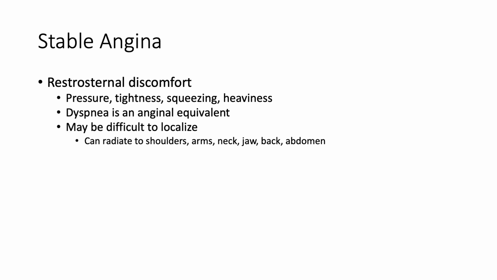So, stable angina is chest pain caused by coronary artery disease. It's typically described as retrosternal discomfort, and people will use other words to describe the pain like pressure, tightness, squeezing, or heaviness. The classic thing is people say that it feels like someone's sitting on their chest or an elephant sitting on their chest. But they may just have dyspnea, which should be considered an anginal equivalent.